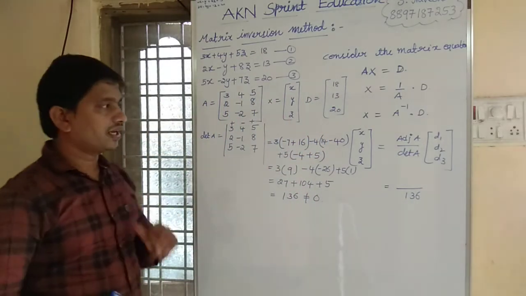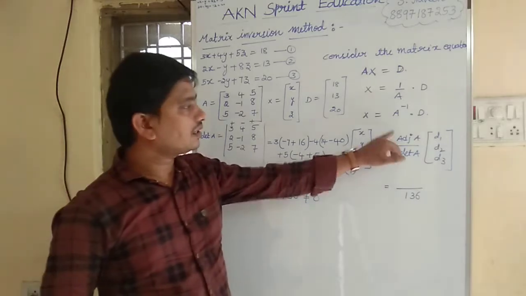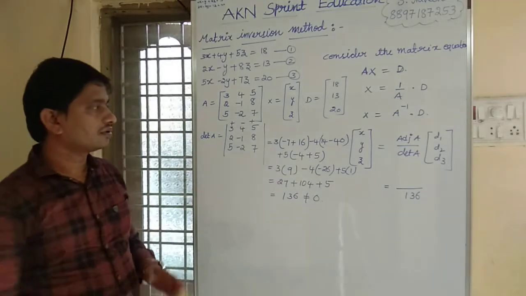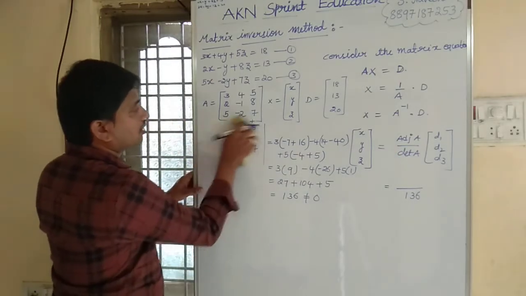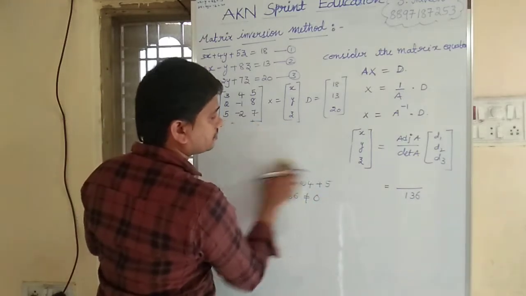Okay, we got the det value. Now what do we have to find, children? We have to find adjoint A. How to find adjoint A?